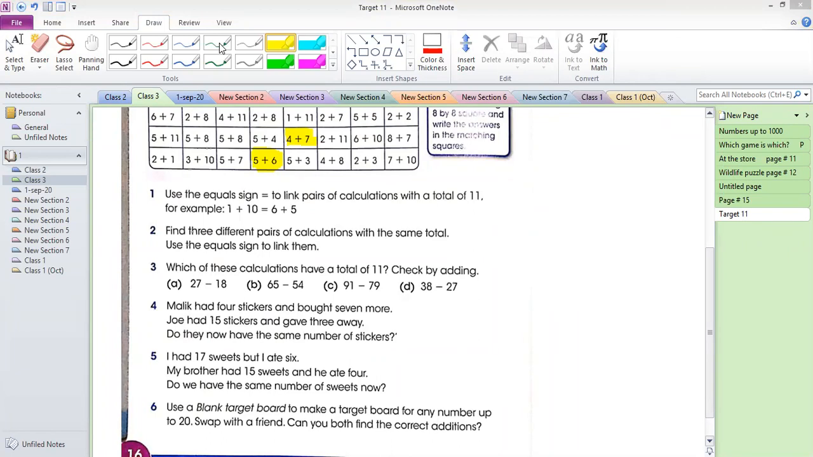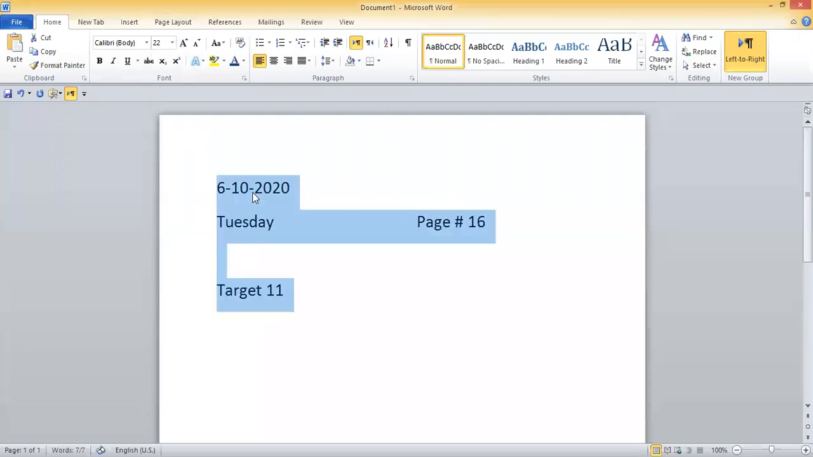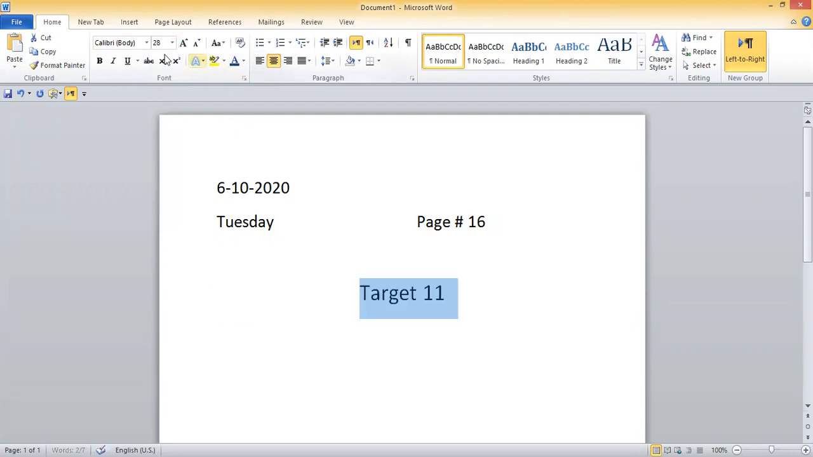I'm going to share a new screen with you. This is the new screen. Today is 6/10/2020 and it is Tuesday, right? And this page number 16, your topic is target 11. Okay. So this is page target 11, guys.